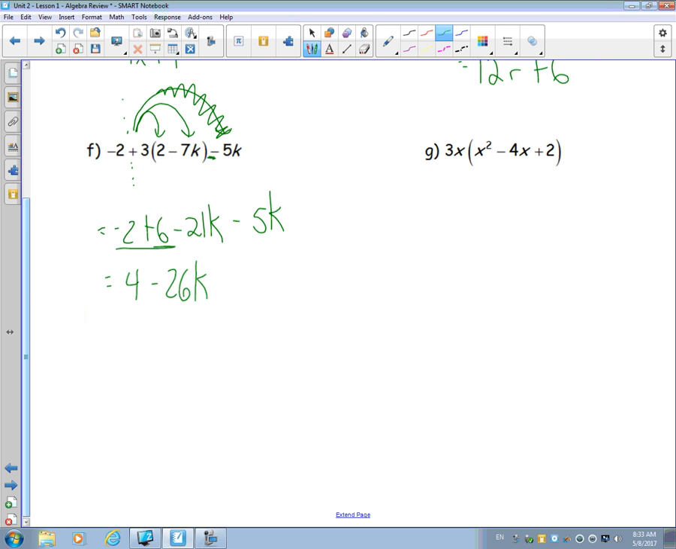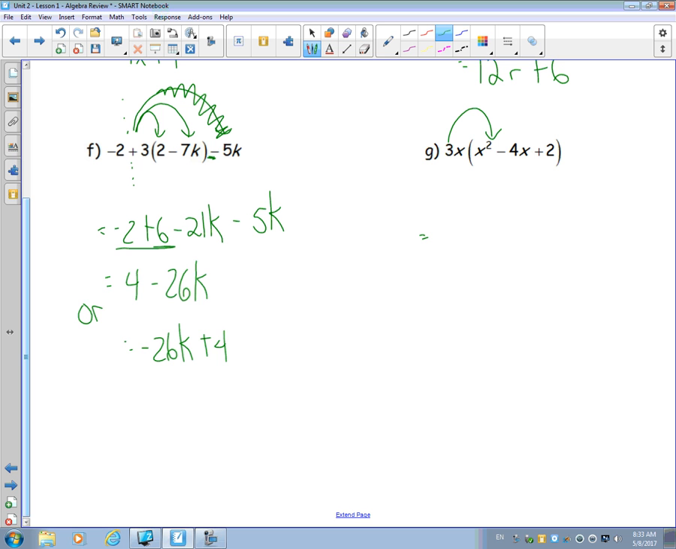Now, if you had decided to do your k part first and said negative 26k and then plus 4, that would be totally fine. Both of these are acceptable. Order doesn't really make a difference. Signs, numbers, letters, those make differences. Order does not. If we try g, g is an important idea for us down the road.